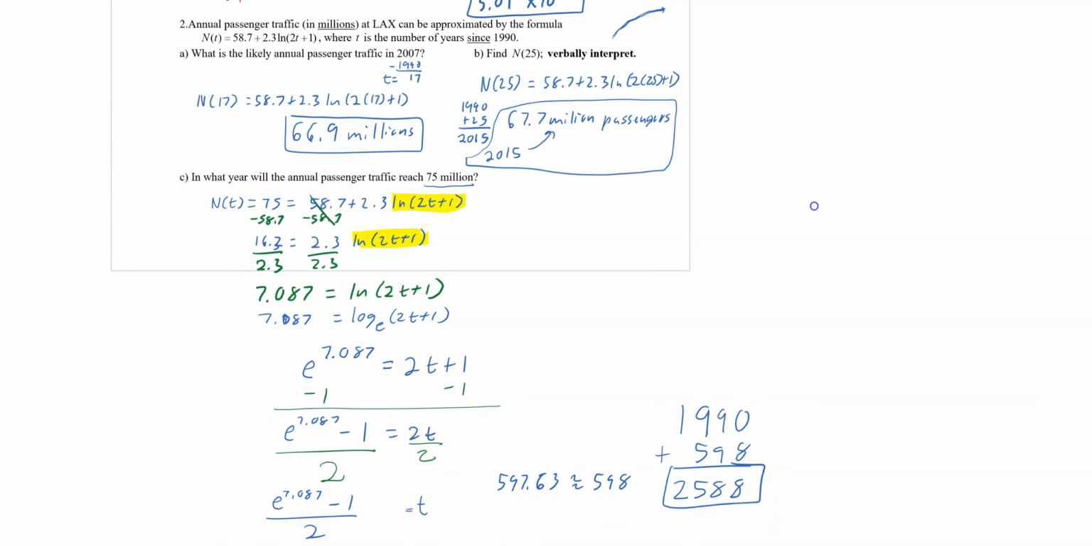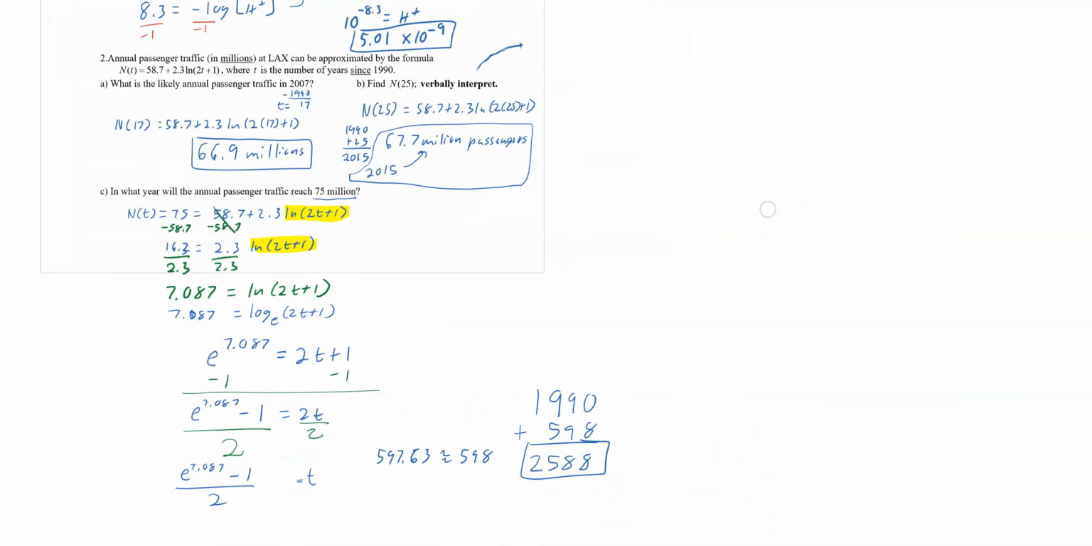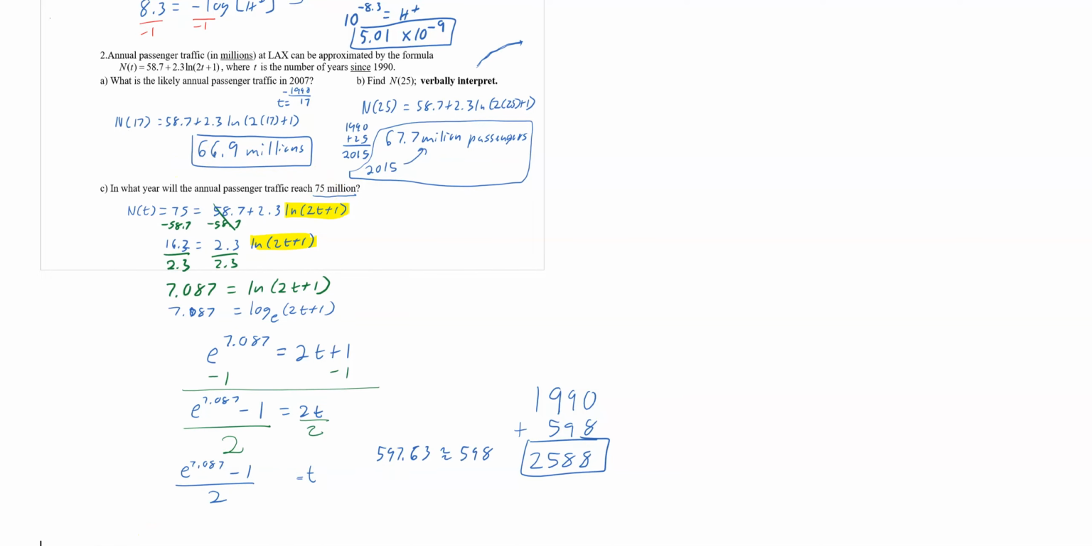See, logarithms grow really, really slow. You could see just from 2007 to 2015, right? It only went from 66.9 to 67.7. That's only 8 million, 0.8 million growth. And we're trying to get all the way up to 75. So basically, it's going to take a long time to get to 75 million. That's that slow growth. There you go.